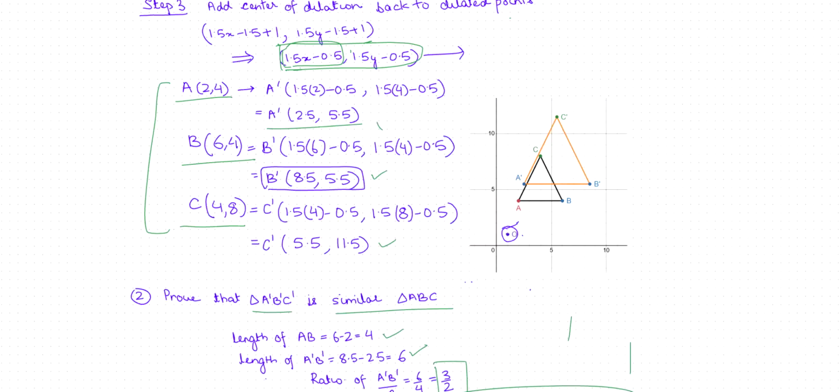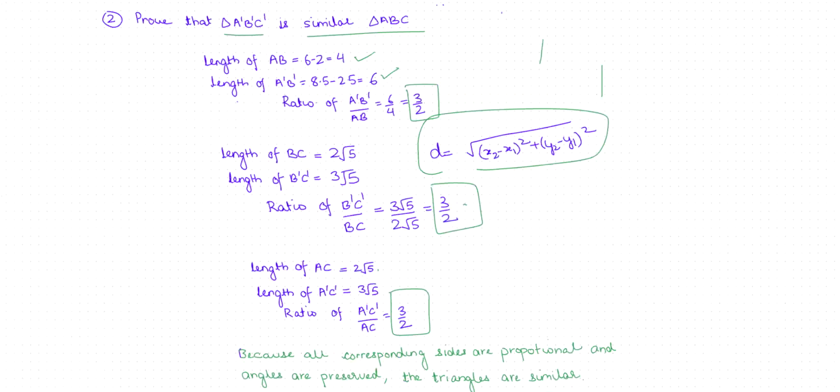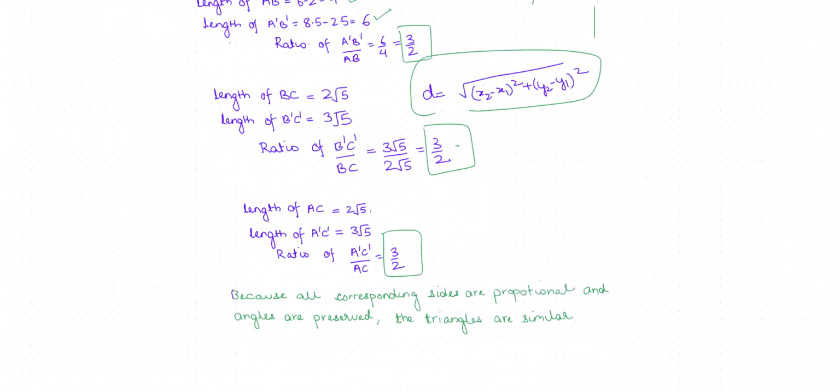So I got the lengths using this formula, and we see that all the corresponding sides are proportional because the ratio of corresponding sides is the same. So the triangles are similar. That's why triangle ABC is similar to A dash B dash C dash. Now try the third part and then you can check the solution.